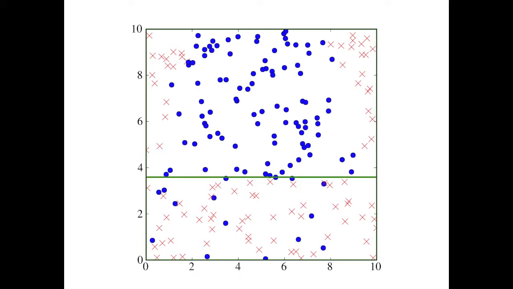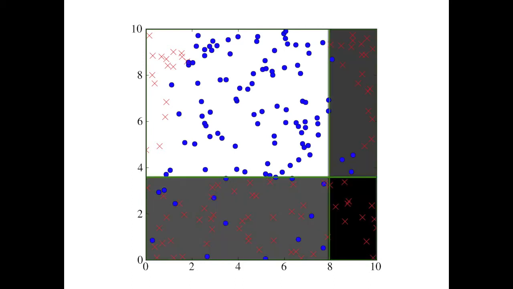In each of the 2 regions, this is repeated, yielding 4 regions or a tree of depth 2. This is our first tree. Regions are colored by probability. Dark implies a high probability of being a cross, light implies low probability.